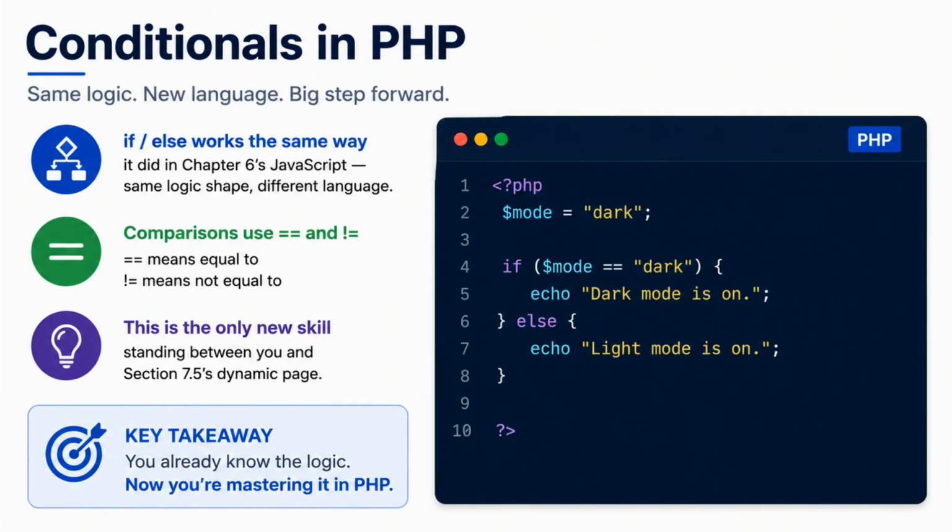Good news for this slide. PHP's if/else works exactly the same way the JavaScript if/else from Chapter 6 did. Same shape, same logic, just a different language wrapped around it. Comparisons use double equals to check equality, and exclamation equals for not equal. Worth being deliberate about the distinction between a single equals, assignment, and a double equals comparison. Mixing the two up is one of the most common small bugs in any language that uses this syntax, PHP included. Reassure students here. If/else, echo, and variables are the only three building blocks Section 7.5's dynamic page needs. No new syntax is waiting in the next section, just these three, combined.